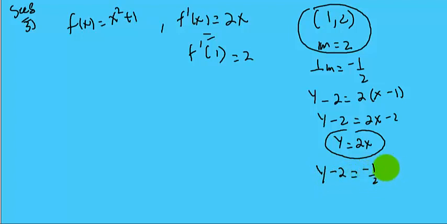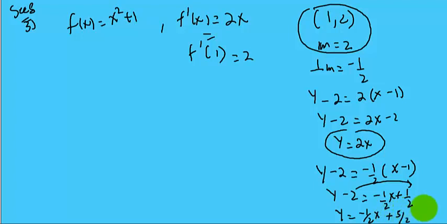Okay. y minus 2 equals negative 1/2 times (x minus 1). Multiply this out. y minus 2 equals negative 1/2 x plus 1/2. And then this gives me y equals negative 1/2 x, and when you take the 2 over, that becomes 2 and 1/2, which is the same as 5/2, correct?